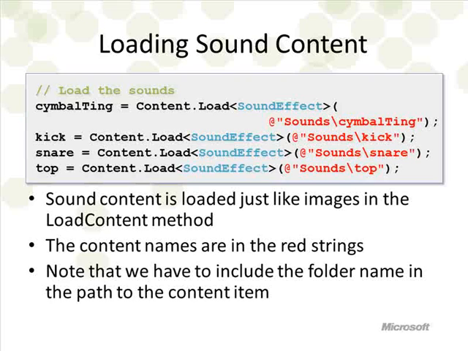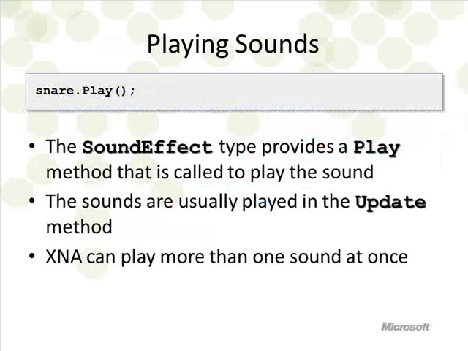I load it just like I load everything else using the content.load method. I tell it what type I want. Yep, I want sound effect, please. And I give it a string which contains the name of the place where the sound effect lives. And as you can see, because it's in a folder, I have to put the folder name in front. So I'm going to put sounds and then a backslash and then the name of the file. Okay, so off it goes and gets it. And at that point, I've now got 4 sounds loaded and I'm good to go.